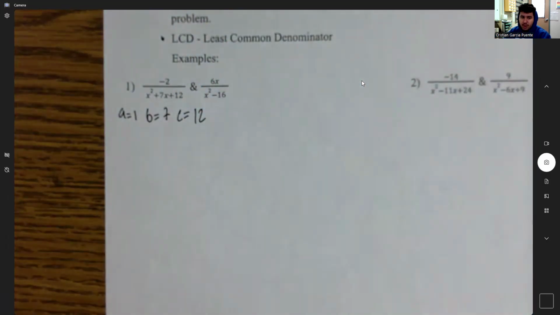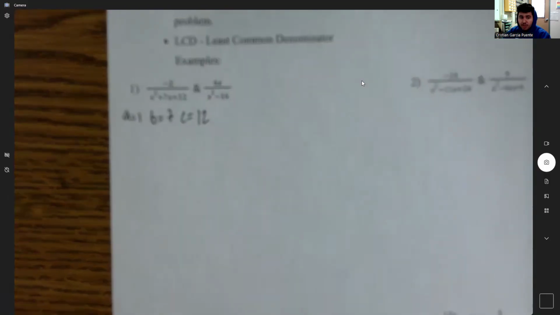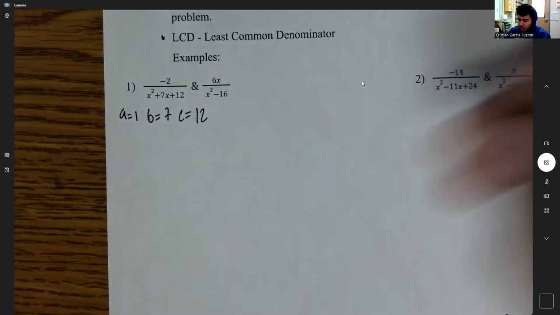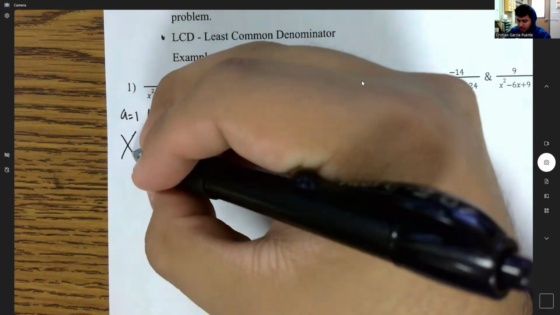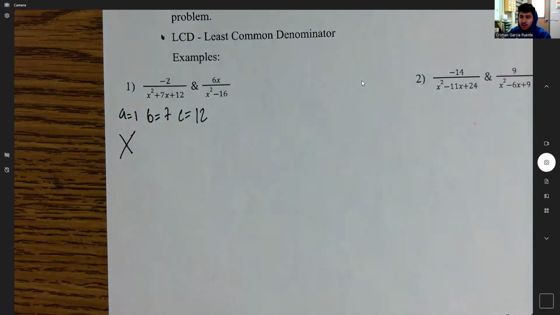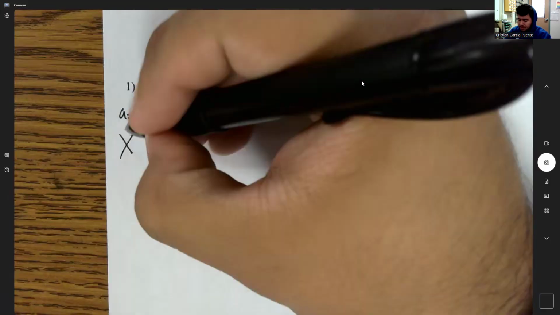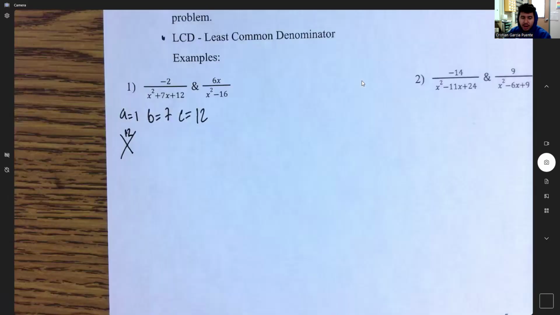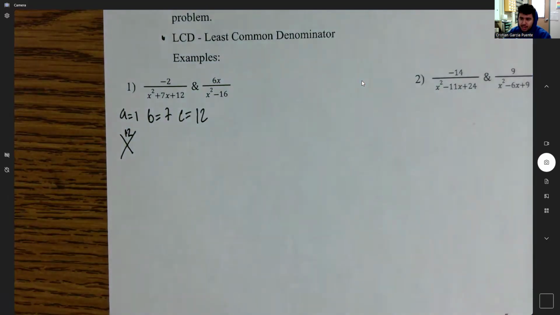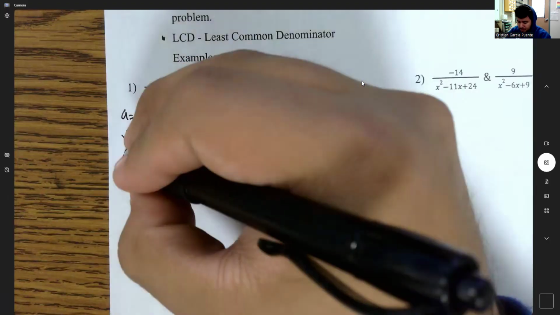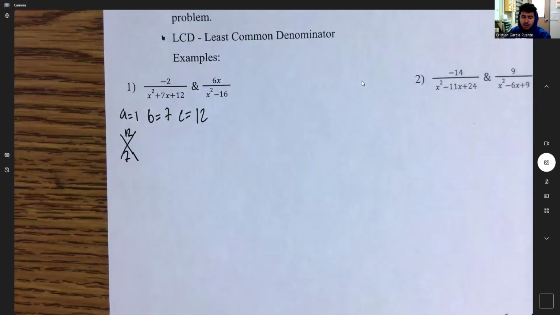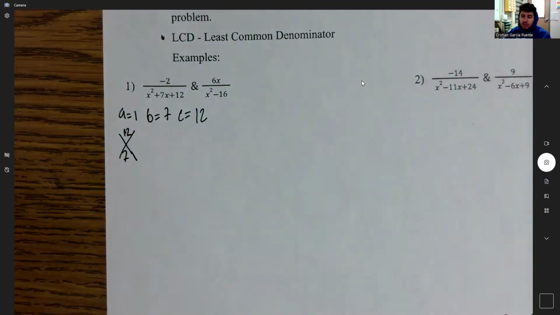And then we're just going to do our diamond. So on the top of our diamond, you put A times C, or in this case, 1 times 12, which is just 12. And then on the bottom, you put your B, which in this case is just 7. Now, you're looking for two numbers that multiply to 12 that add up to 7. And there's only two numbers that do that, which is 4 and 3.